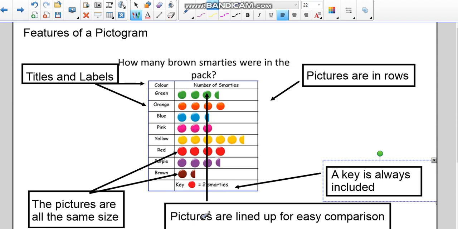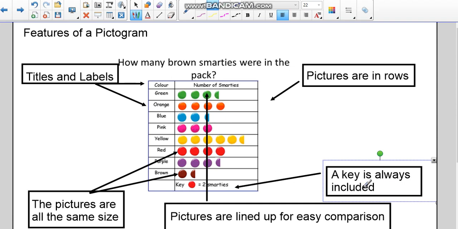If you can see, the pictures are all lined up so we can compare. So I know that this column here is the 3rd column in every row, and this column here is the 2nd in every row, and this column here is the 1st, because they all line up, which means it's really easy to see that there are more yellows than anything else. I've spread them out equally, and all of these line up.